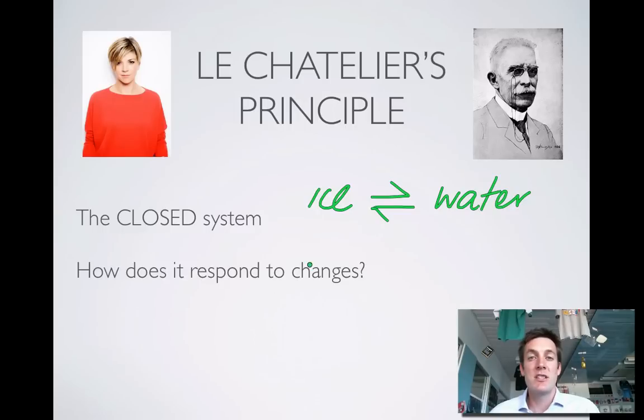If I pressurized it, increased the pressure, Le Chatelier's principle says it would try and reduce the pressure if possible. If I added some ice, Le Chatelier's principle says that it would try and remove the ice if it could, because it's always trying to minimize the change I'm imposing. So in other words, it's almost as if it's stubborn. It's trying to do the opposite of what I'm imposing upon it.